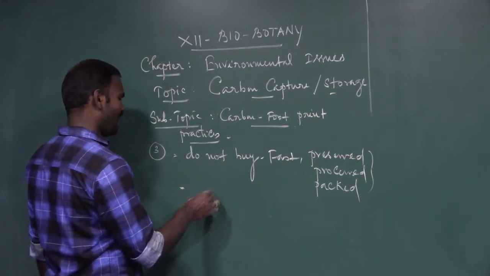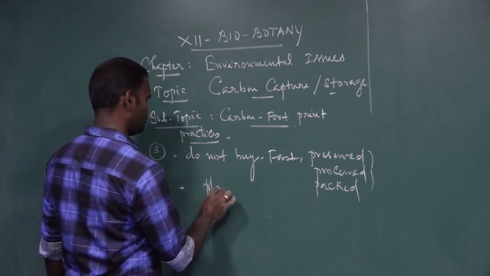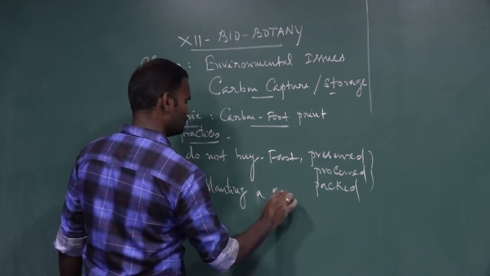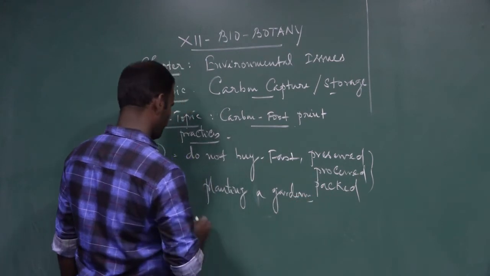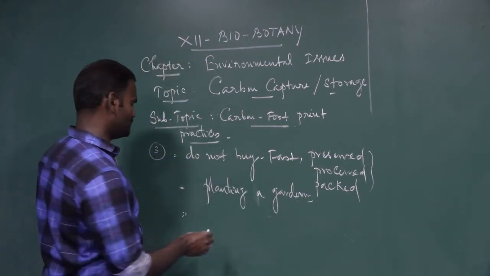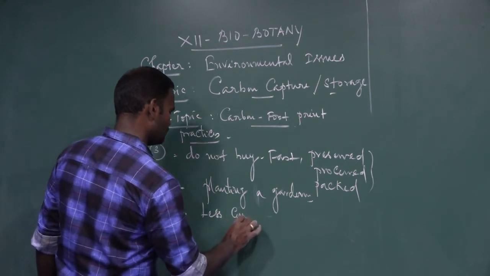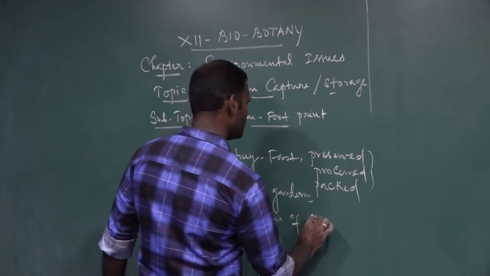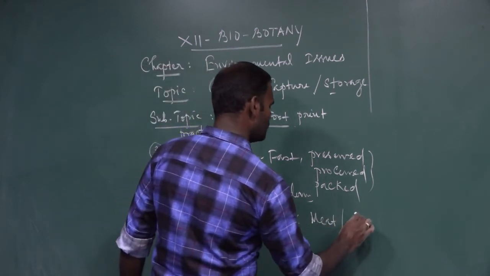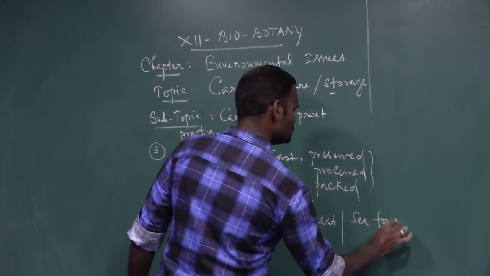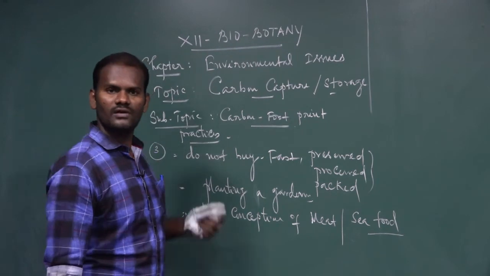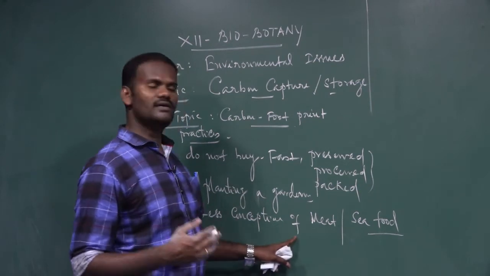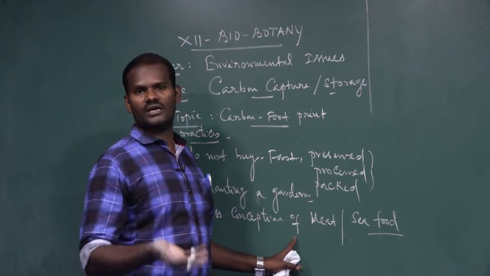The next one is planting a lot of trees in the garden. And also less consumption of meat and seafood. For example, fish. These are the seafood. We have to reduce the consumption of this meat and also seafood. These are the maximum emission of carbon dioxide to the atmosphere.